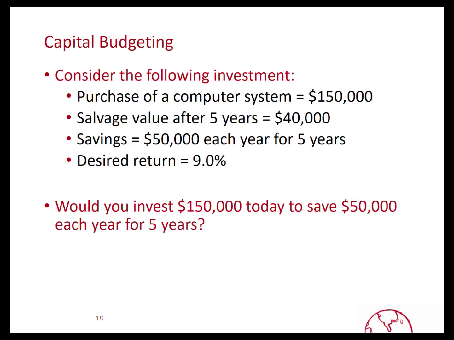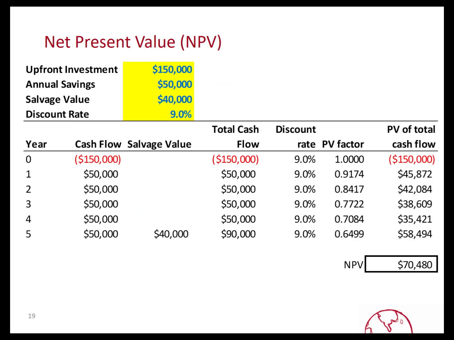Let's go back to the example we looked at before. You purchase a computer system today for $150,000. Salvage value at the end of 5 years is $40,000. Savings each year are $50,000. And our desired rate of return or hurdle rate is 9%. Is this a good investment?